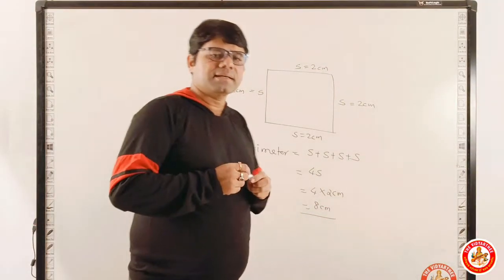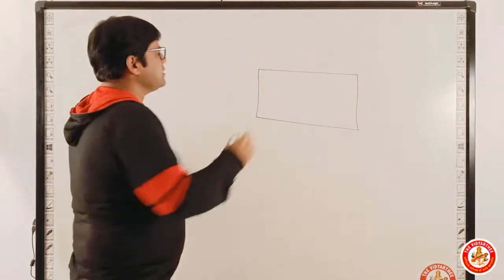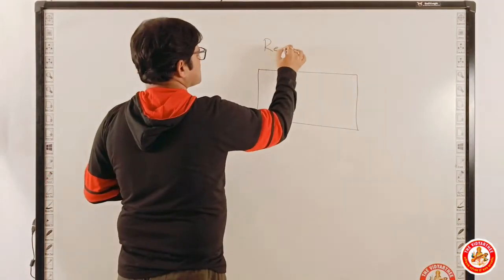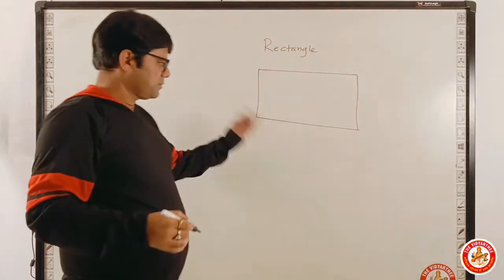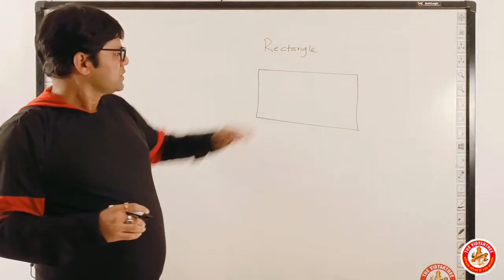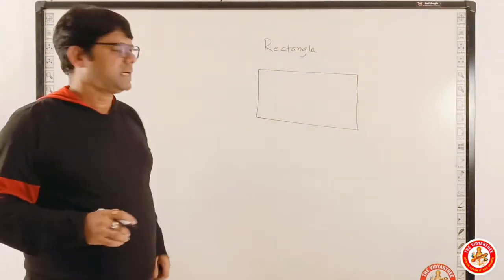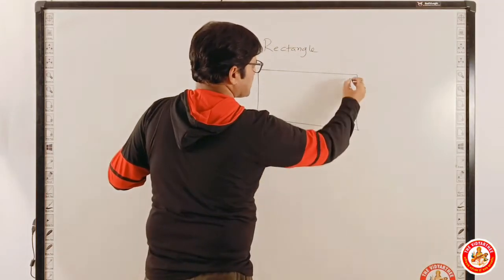Let us take the next one, rectangle. So this is a rectangle. So what is a rectangle? I have mentioned in my previous definitions. A rectangle is a parallelogram where opposite sides are equal and the angles at the vertices are 90 degrees.